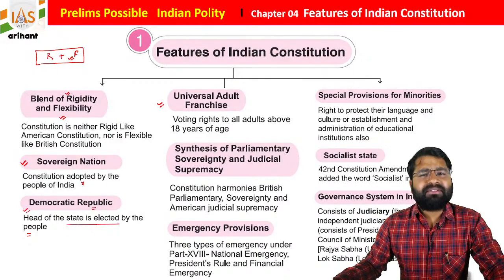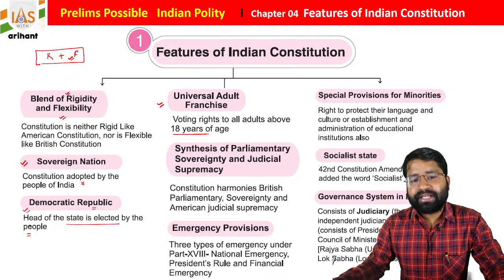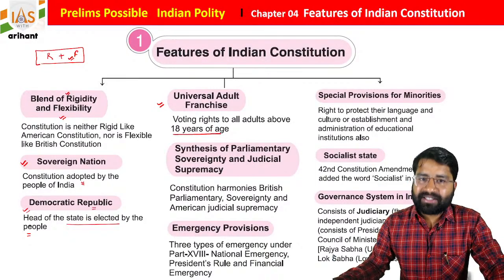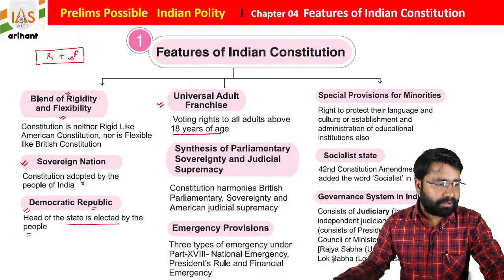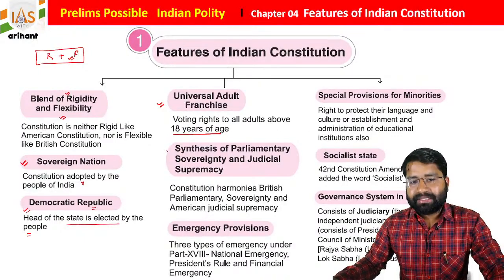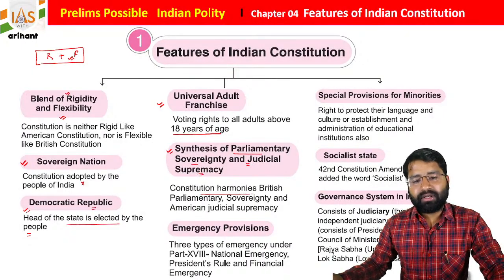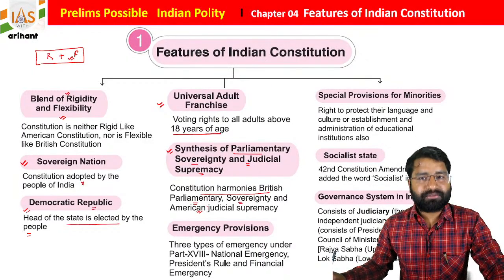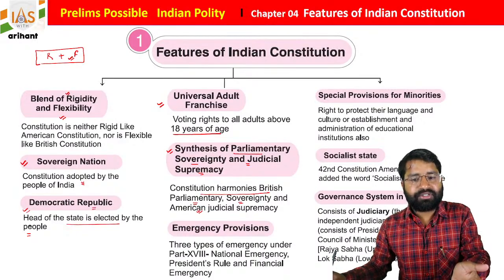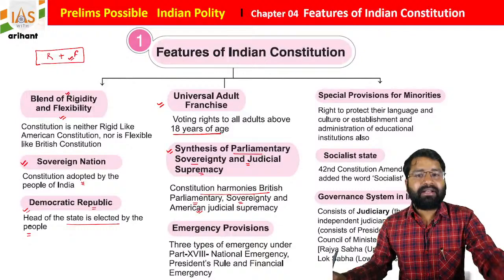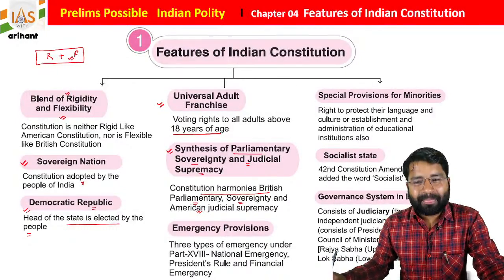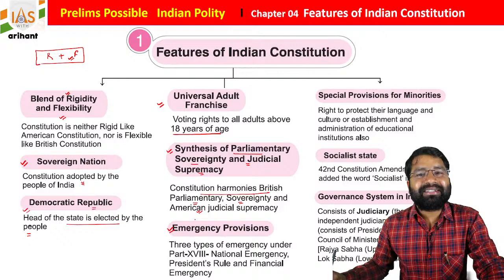We have a very basic and very unique feature, universal adult franchise. Every person who is 18 plus, he or she is eligible to vote. So this is also important. Now, synthesis of parliamentary sovereignty and judicial supremacy, students. The constitution harmonizes both parliamentary sovereignty and American judicial supremacy. As you know, from America we got the judicial review concept, as well as Parliament has the right to create any law.